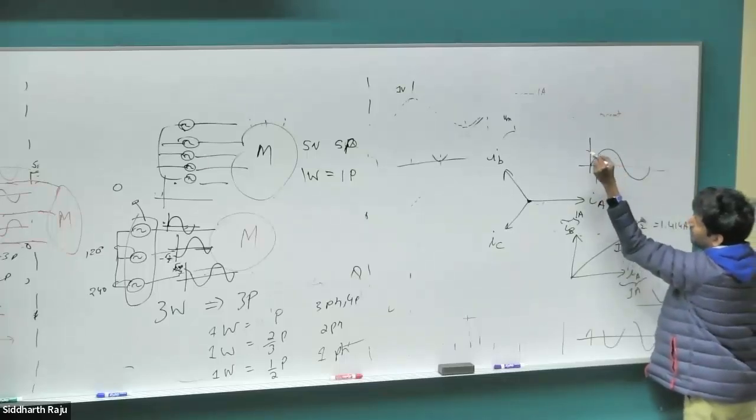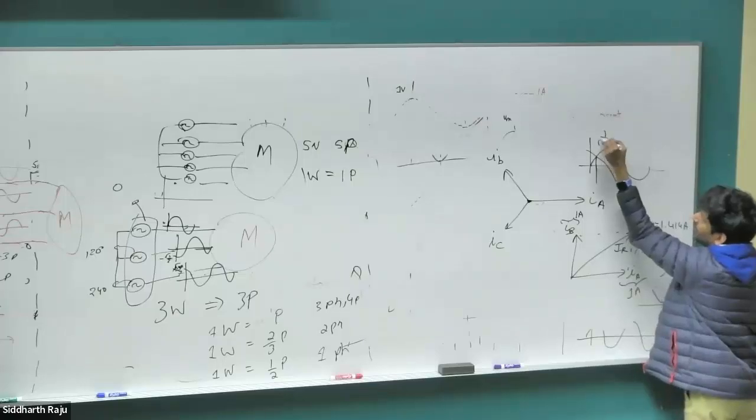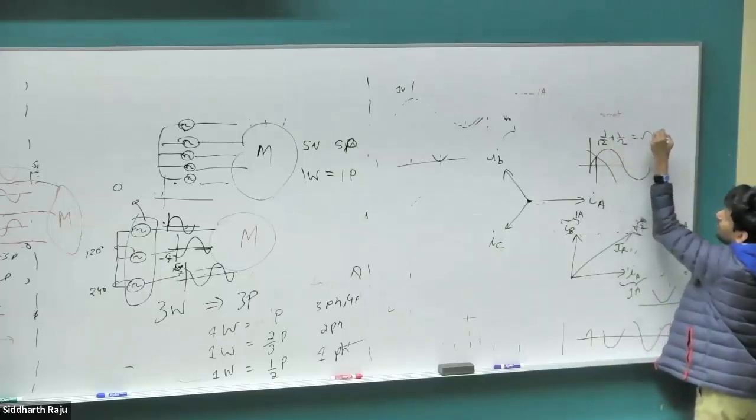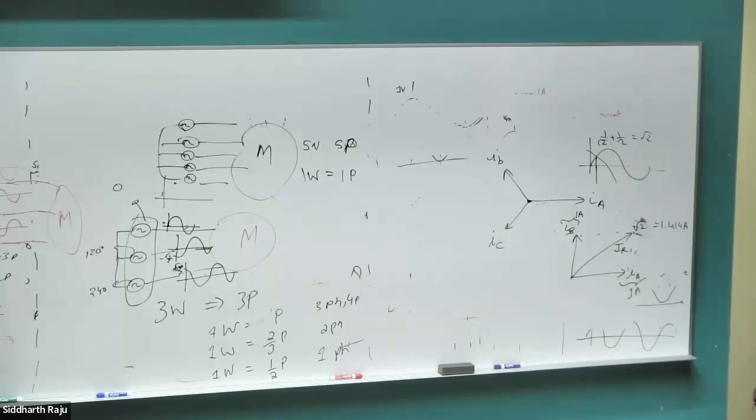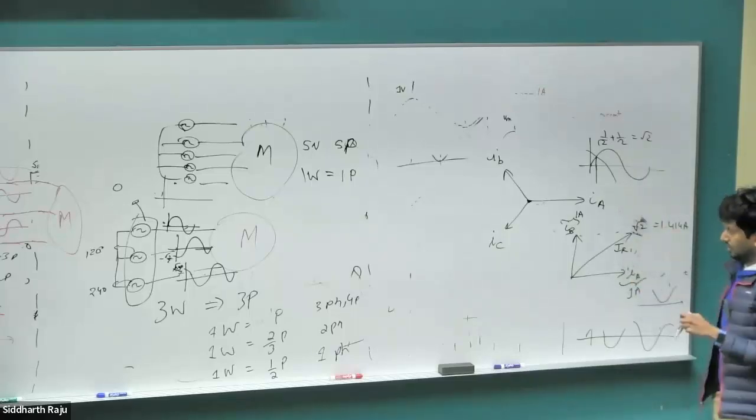Here the sine would have been 1 by root 2. The cos would have been 1 by root 2. So the sum of the two currents would just be root 2. Either way you see it, you'll get the same answer, whether you look at it in phasor or in the time domain.